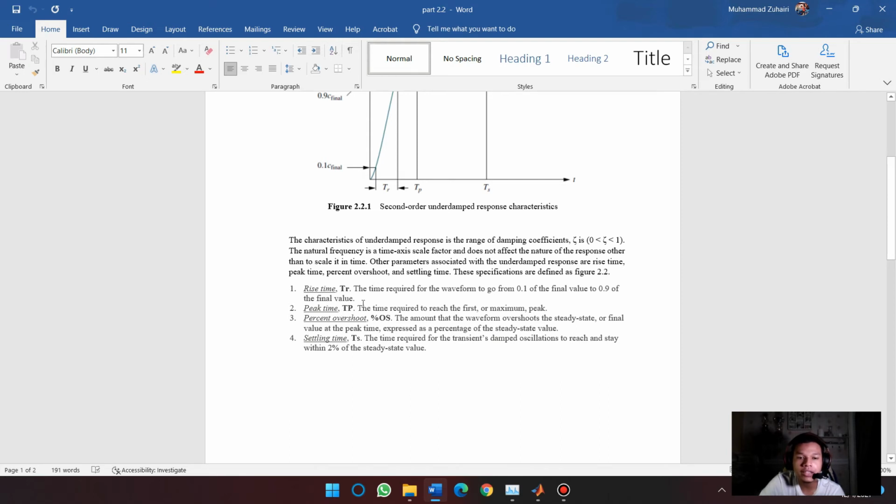And second, peak time. Peak time is the time required to reach the first or maximum peak. And the third is percent overshoot. This is the amount the waveform overshoots the steady state or final value at the peak time, expressed as a percentage of the steady state value. And lastly, settling time, TS. This is the time required for the transient damped oscillation to reach and stay within 2% of the steady state value.